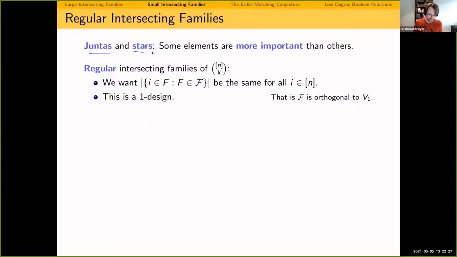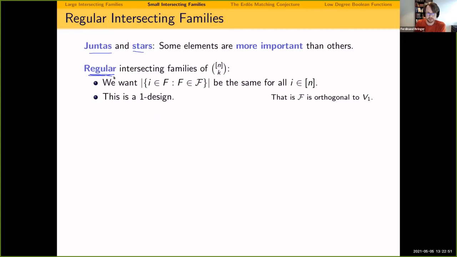Now you can go to the other extreme end of things, and you demand that each element of 1 to n occurs the same number of times in the elements of your family. So that is a regular intersecting family.